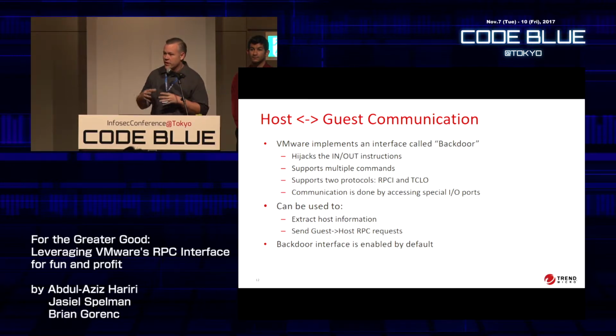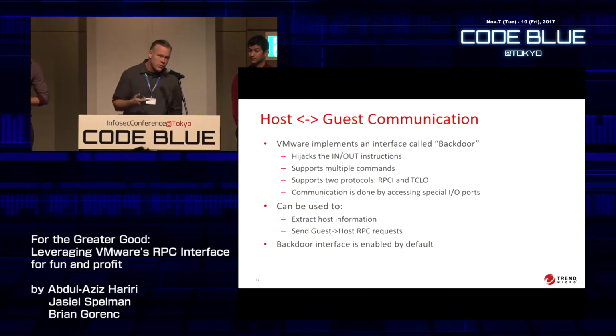Like we talked about before, there's a lot of commands that can be executed in the backdoor interface. And one of those commands, the 1E command, is the RPC interface that we're actually going to be communicating with. Now, some of these commands allow you to extract information from the host, which we'll show you in a second, but also allow you to send back and forth communication. So things like drag and drop, shared folders, and these types of functions that you're used to experiencing in your virtual machines are actually done over this type of RPC interface. And it is enabled by default.